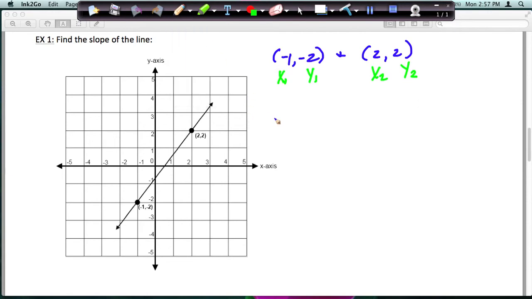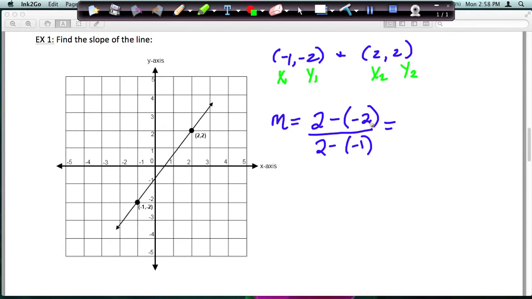So the slope m equals change in y, so y2 minus y1, just be careful with your signs. y2 is 2 minus y1 is -2, so put in parentheses, over change in x. So x2 is 2 minus x1 is -1. And then go ahead and simplify.